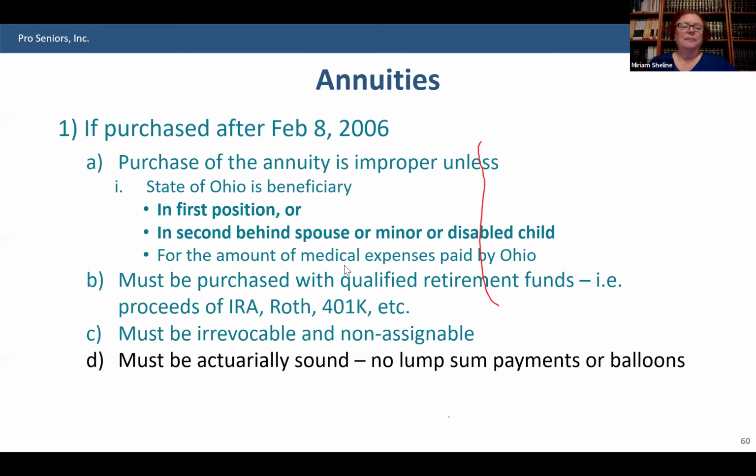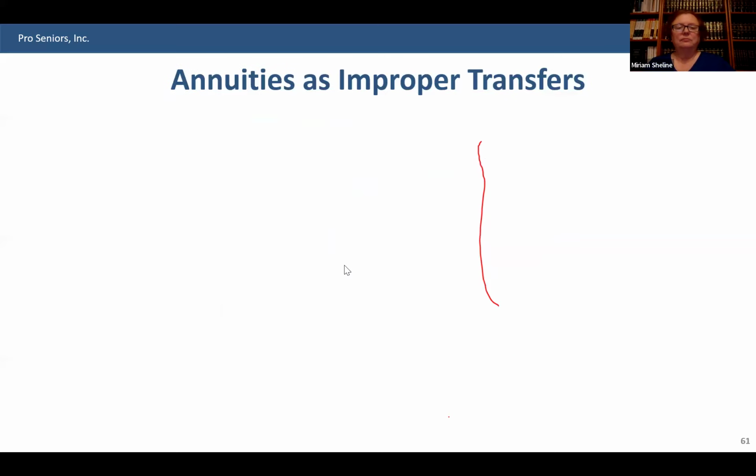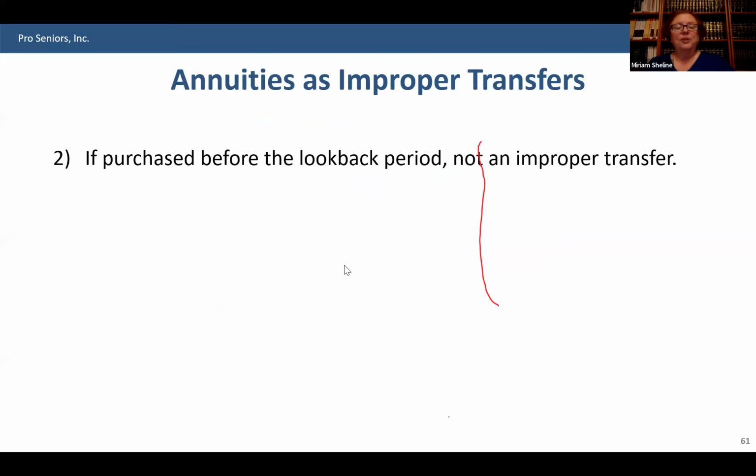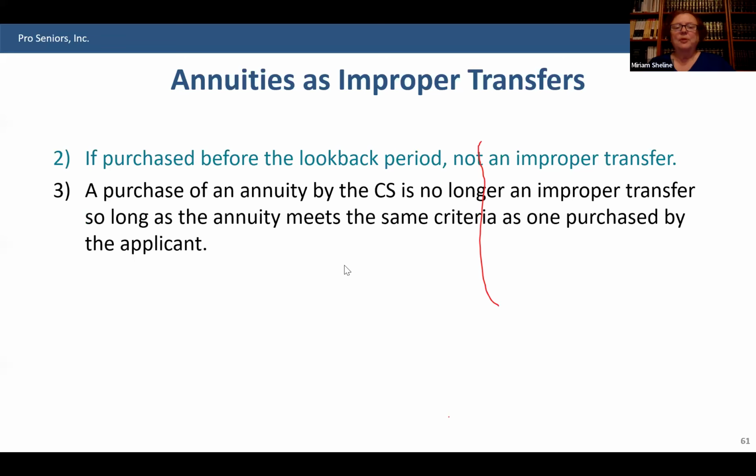So you could not transfer your home to your child, for instance, and have the child pay the 80-year-old $10 a month with a balloon payment of the rest in 25 years. That's not going to be actuarially sound. If purchased before the look back period, it's not an improper transfer.